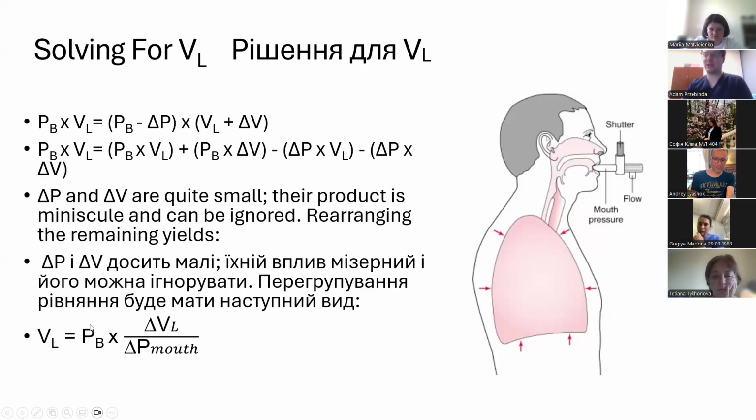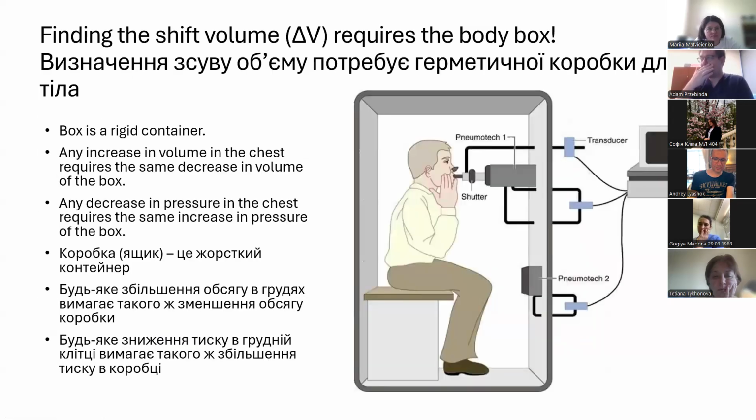Obviously, we know barometric pressure. We can measure the change in pressure at the mouth. So now what we're left with is we need to find out how to measure this change in volume of the lung, which is that shift volume that we talked about earlier. And that is what requires the body box.